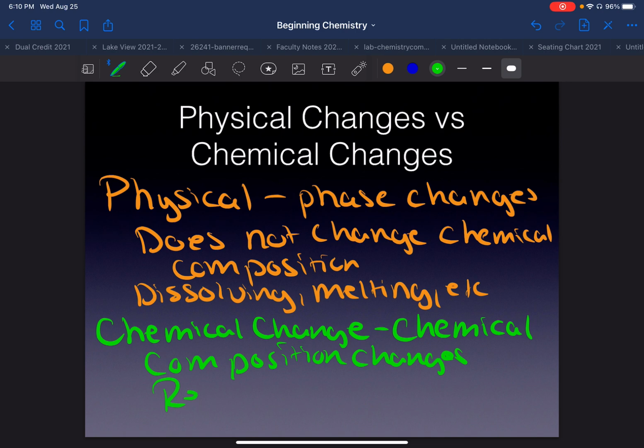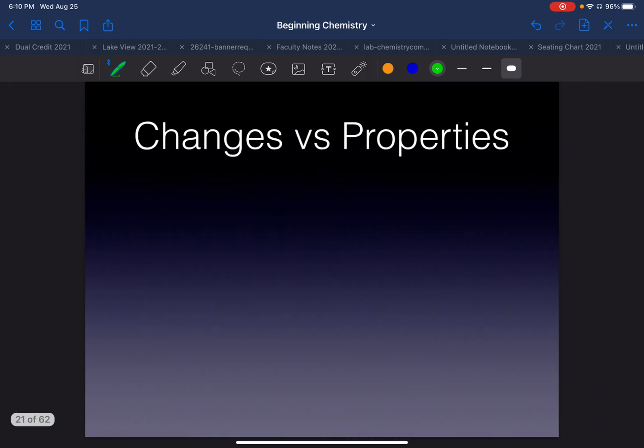So, reactivity with water. So, like group 1, sodium is very reactive in water. That's a chemical change. If I stick magnesium in a fire, that's a chemical change because I no longer have the magnesium I started with. I've now produced magnesium oxide. So changes in property, changes is referring to what the system's undergoing, and properties is referring more to a descriptive value.